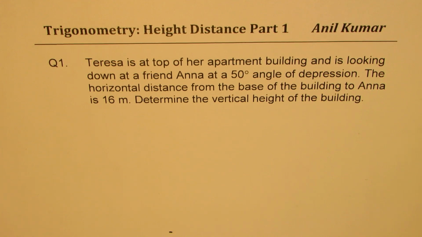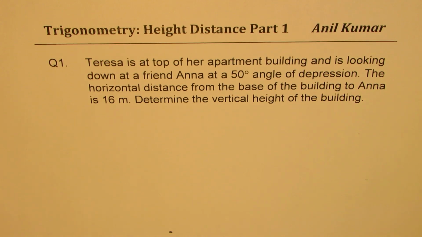Question number 1. Teresa is at top of her apartment building and is looking down at her friend Anna at a 50-degree angle of depression. The horizontal distance from the base of the building to Anna is 16 meters. Determine the vertical height of the building.